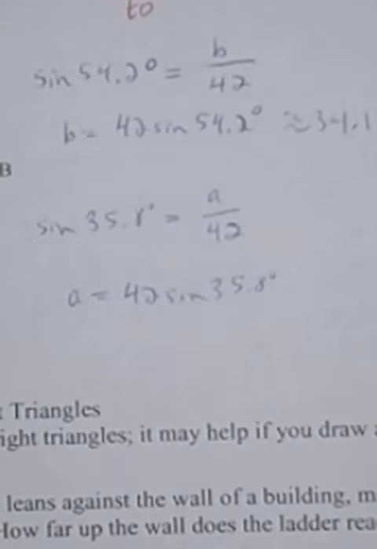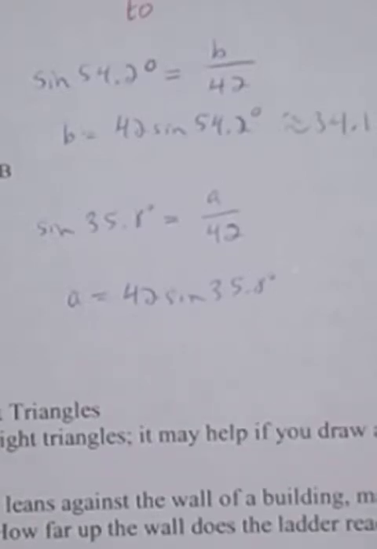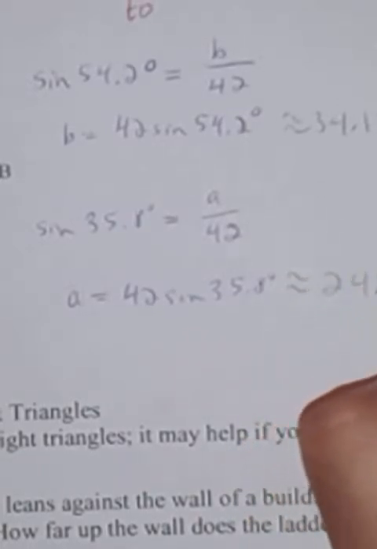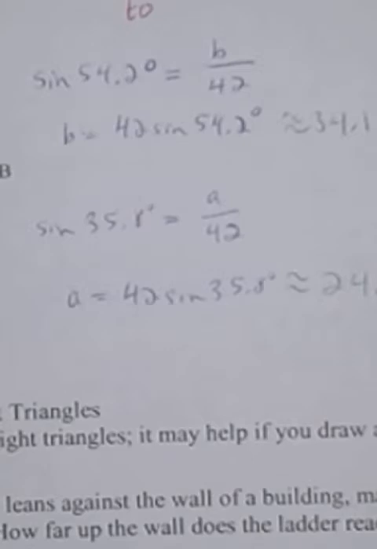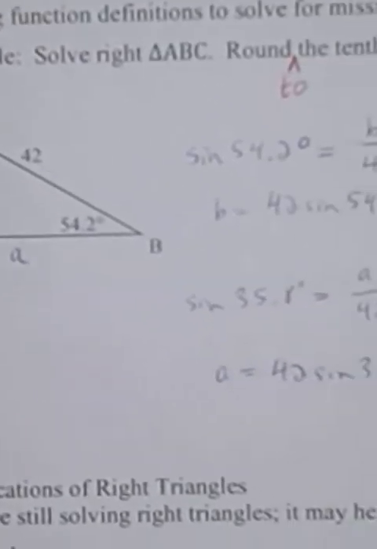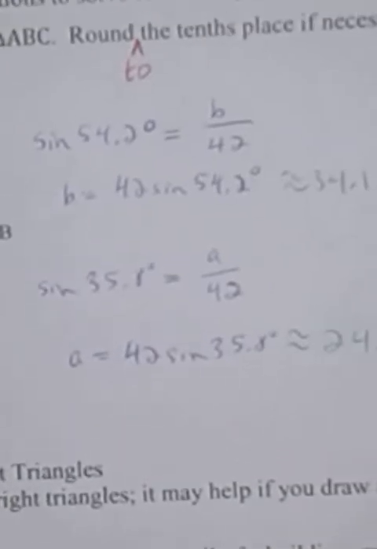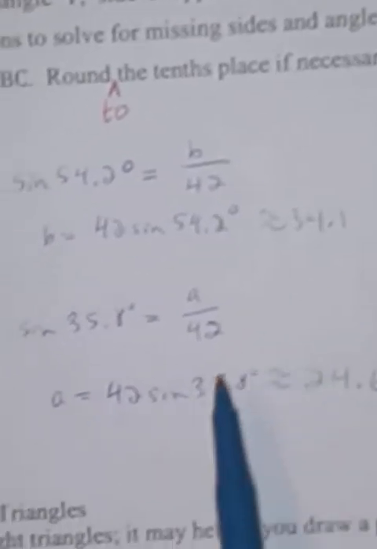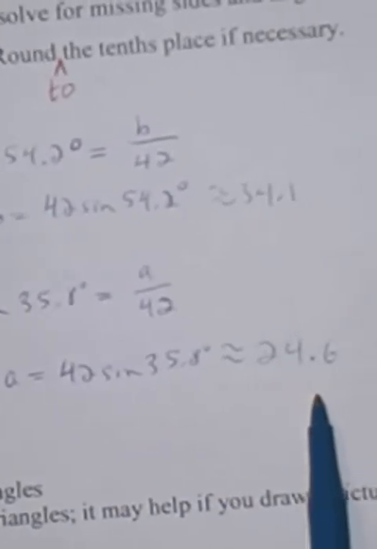Okay, so I'm in degrees now. I'm taking the sine, and then I'm going to multiply times 42, and that gives me 24.568, so about 24.6. So I have found everything I needed. I was missing angle A, I found it, and sides b and a, I found those two. Notice I have exact answers if I need them, and approximations, an exact answer and approximation for each one.